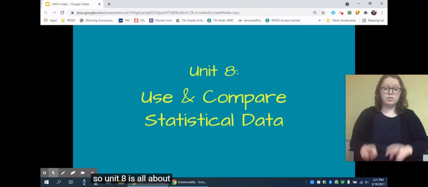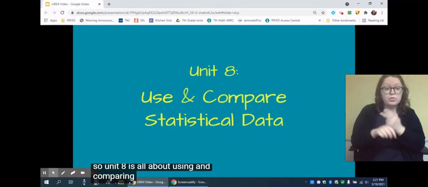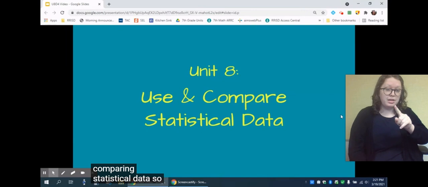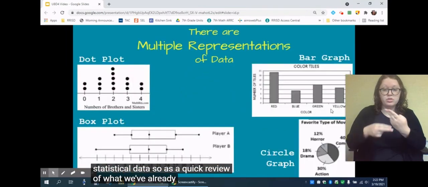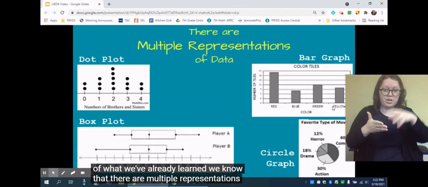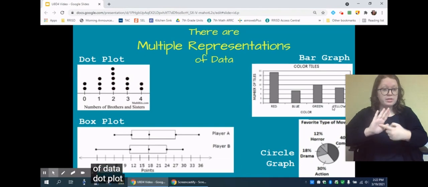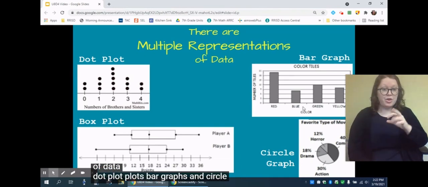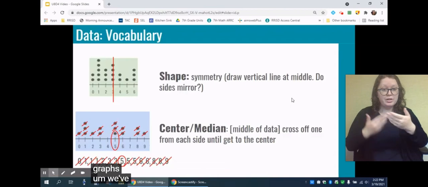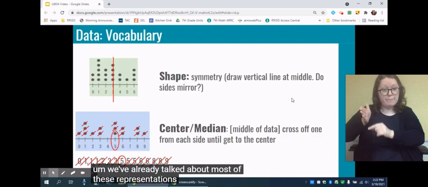So Unit 8 is all about using and comparing statistical data. As a quick review of what we've already learned, we know that there are multiple representations of data: dot plots, bar graphs, and circle graphs. We've already talked about most of these representations.